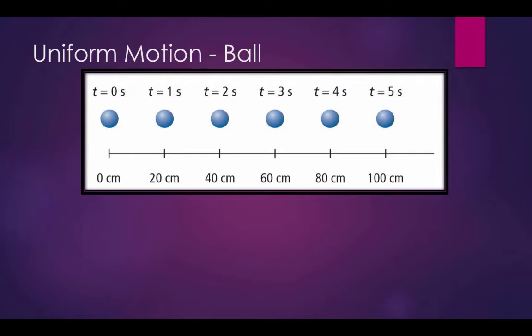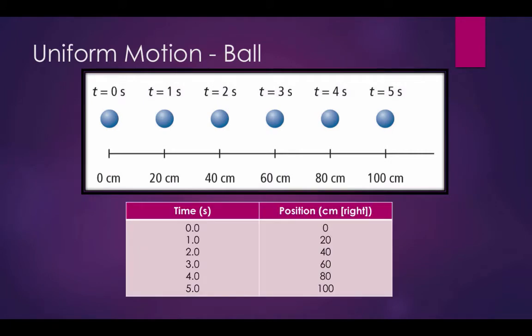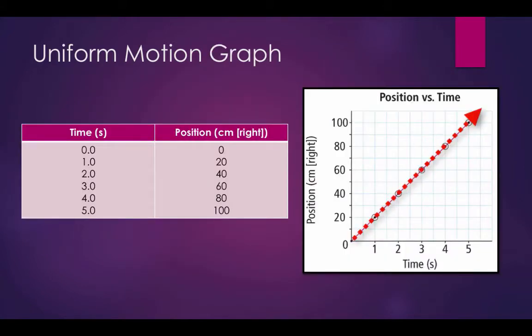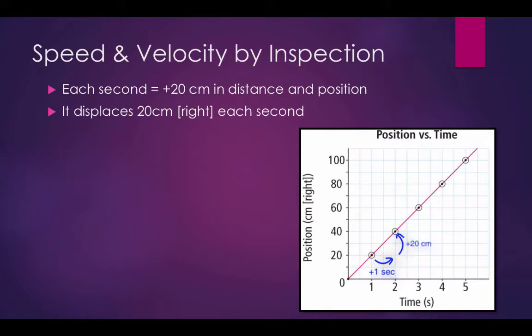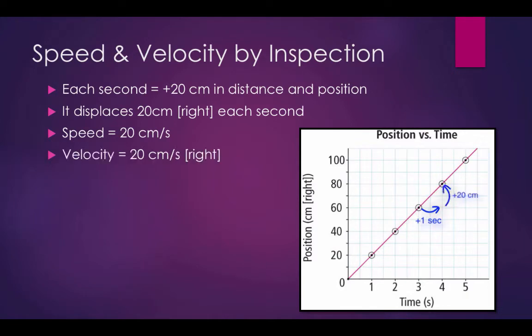A data table for this ball would look like this. If we take this data and graph the data as a position time graph, we would end up with a graph with a straight line of best fit. If we look at this graph, it shows us that at each second the ball moves plus 20 centimeters in distance and position. It displaces to the right 20 centimeters each second. The speed is 20 centimeters per second, and the velocity would be 20 centimeters per second to the right.